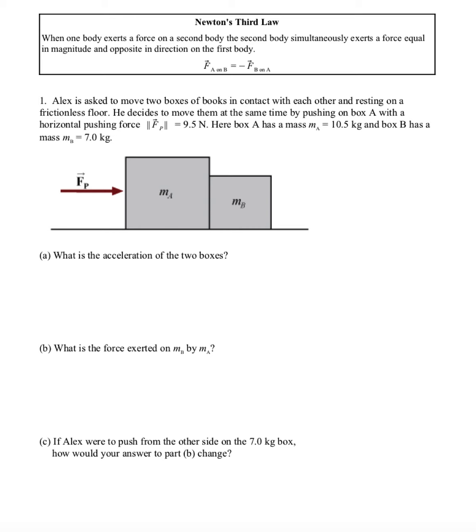Let's try it with two blocks A and B. Alex is asked to move two boxes of books in contact with each other and resting on a frictionless floor. He's going to move them at the same time by pushing on box A with a horizontal force of 9.5 newtons. Note that his push is only on A because that's what he's in contact with, and then A in turn will push on B.